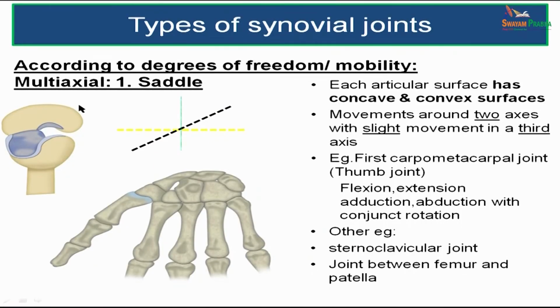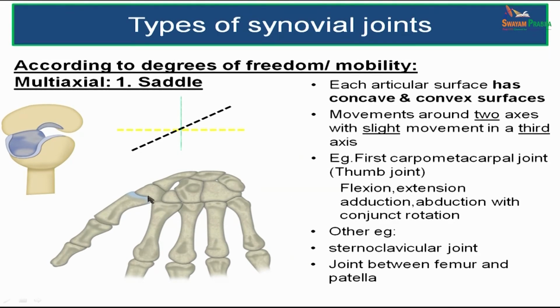Now, we come to the third variety, that is the multi-axial joint. The first type of multi-axial joint is called saddle joint. Here we have to understand and remember the movement is occurring along three axes. So, here the articular surfaces have a concavo-convex surface on both sides. Therefore, there is main movement in two axes and a slight movement in a third axis also. Example, the thumb joint or the first carpo-metacarpal joint.